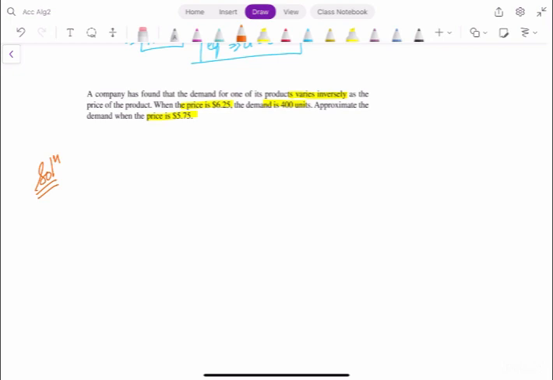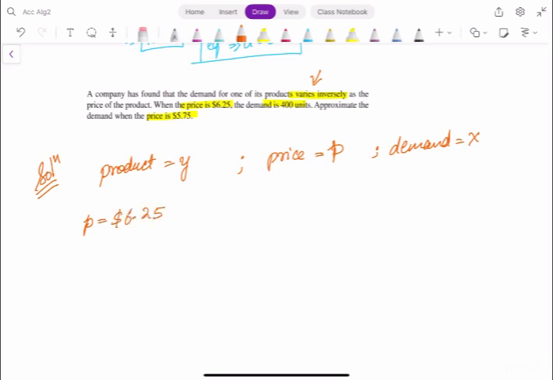But we need to define some variables because the product is given and the price is given. So I can write the product varies inversely as the price of the product. So product can be taken as y and the price can be taken as p. You can interchange or use different variables if you want. I will tell you how, if you change the variable, how things will go. And we can say demand is nothing but the x, or you can also assign the variable demand as p.